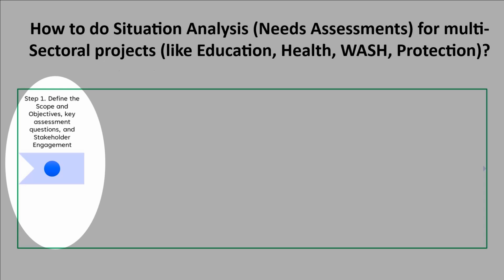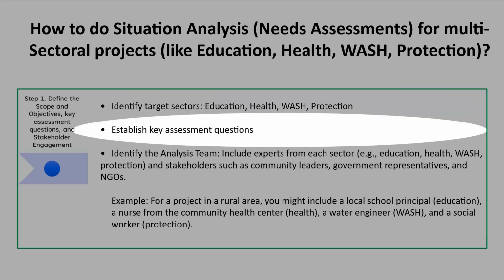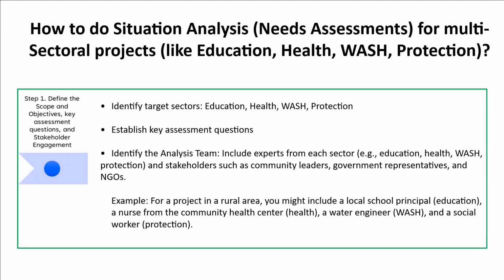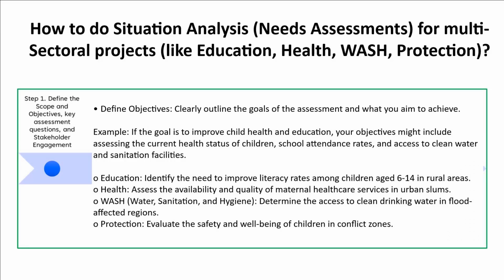So this is basically planning first: define scope and objectives, which are already given in the TOR, identify target sectors, establish key assessment questions, and identify the analysis team. As you are working in a multi-sectoral project, you would need experts from education, health, WASH, and protection. You would also need to identify the key stakeholders, such as community leaders, government representatives, and NGOs. Then you will need to define objectives for education, health, WASH, and protection. What are the key objectives?